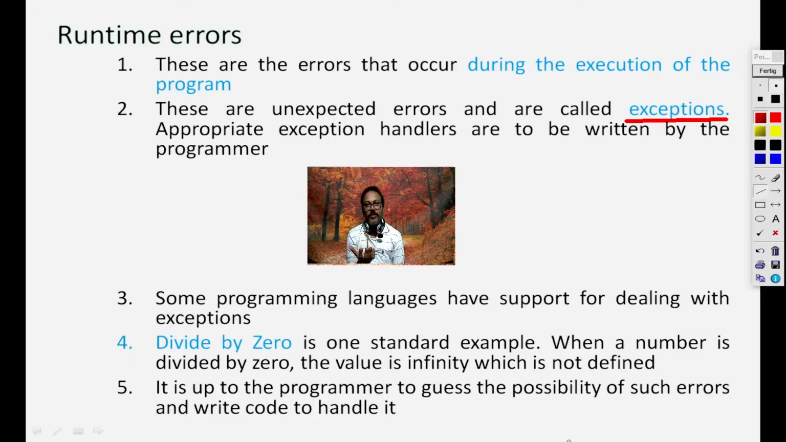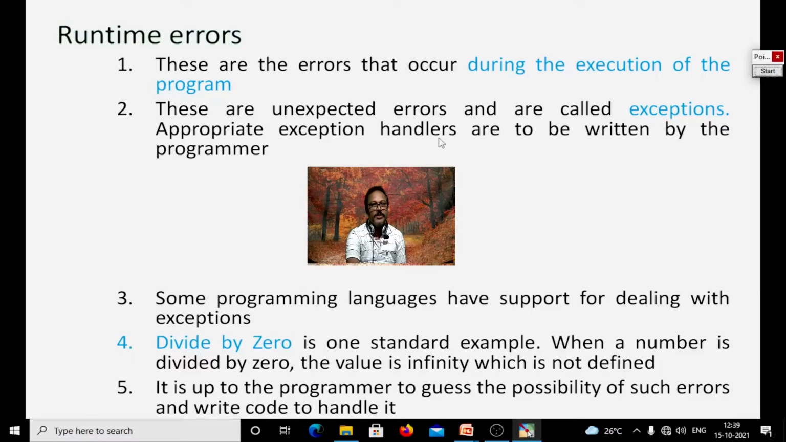Some programming languages support handling of these exceptions. There will be support, so you have to use that support. Like Java, Python, etc. have a lot of support. C doesn't have any support for these exceptions. Maybe the advanced, latest versions of C may have some support, but standard versions, ANSI C standard, etc., don't have any support. So if there is support, use the support of that language.